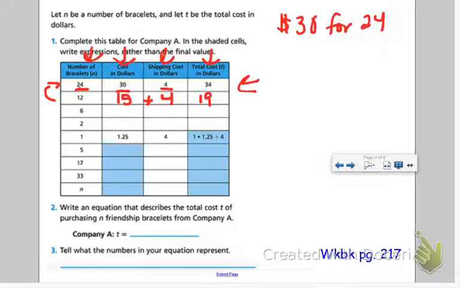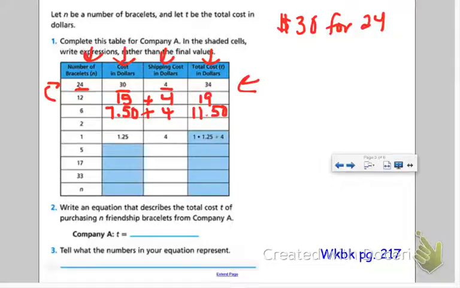Well, what if I want 6 bracelets? Just 6. Well, 6 is half of 12, right? So I can take my $15 and cut that in half. Half of 15 would be $7.50. $7.50 for 6 bracelets. And again, I still have to spend $4 for shipping. So now I'm going to spend a total of $11.50 for 6 bracelets. Okay. What if we're talking about 2 bracelets? 2 bracelets, well, that's a third of $7.50, so we'd have to do a third of $7.50.